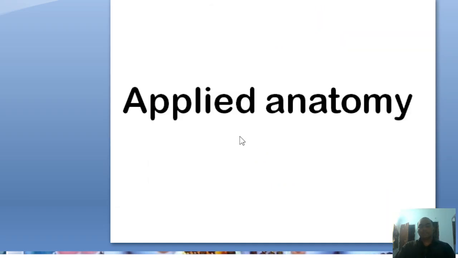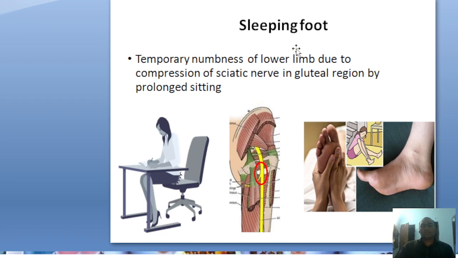Applied anatomy. First, slipping of foot: temporary numbness of the lower limb due to compression of the sciatic nerve in the gluteal region by prolonged sitting. So after a long time of sitting, compression of the sciatic nerve causes numbness of the foot. This is called slipping of foot.